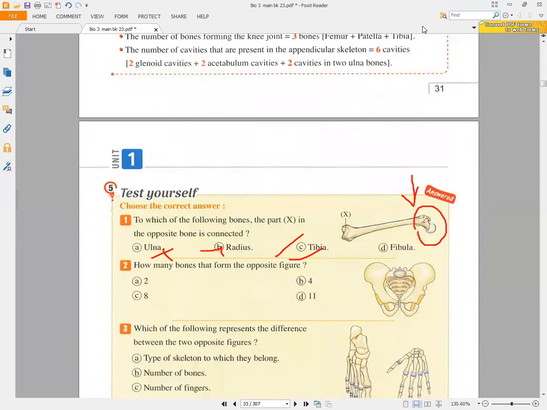Question number 2, how many bones form the opposite figure? You will have here 2 bones in the pelvic girdle, 1 sacral bone and 1 coccygeal bone. So the total number here will be 4.